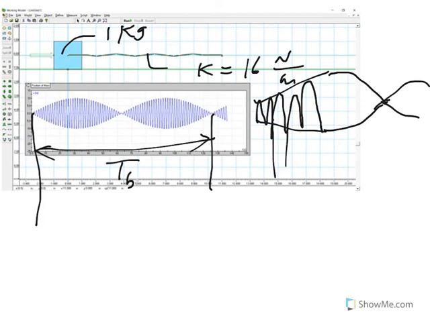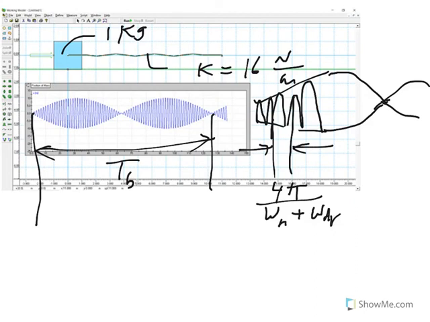Now the other period is between peak to peak. Let me erase this. So peak to peak right here, that's the other one, 4 pi over omega n plus omega dr. That's the smaller period. This concept is known as the beat period, and it only happens when the input frequency of the system, and it doesn't matter if it's a cosine wave or sine wave, the omega dr, is very close to the natural frequency of the system. Remember the example of 4 radians per second natural frequency and a driving frequency of 3.9.